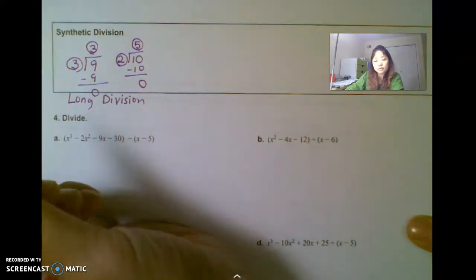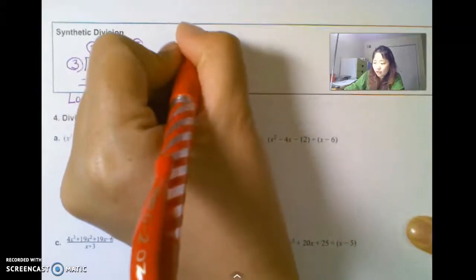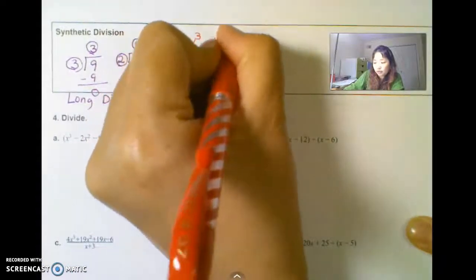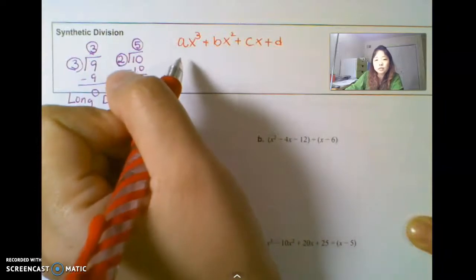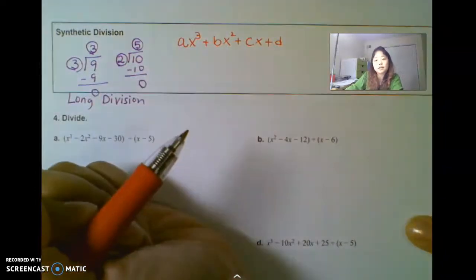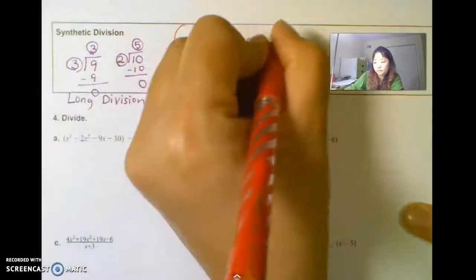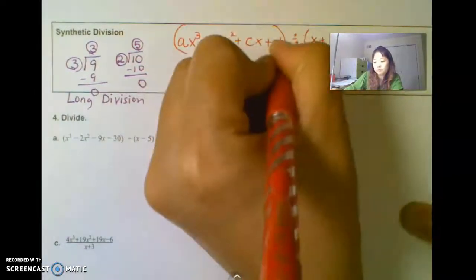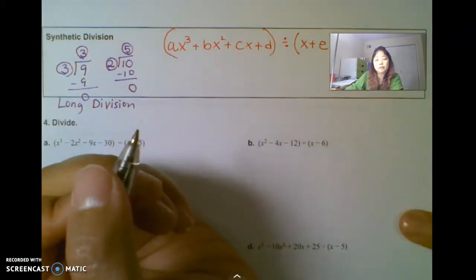So here's how to do synthetic division. Let's say you have a polynomial like ax cubed plus bx squared plus cx plus d. I know I put a, b, c, d, but they represent numbers, like 1, 2, 3, 4 or something. And we're gonna divide them by x plus e. So x is an x, but e could represent a number.